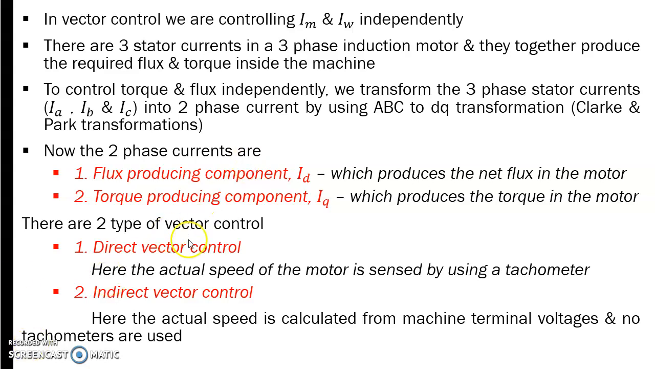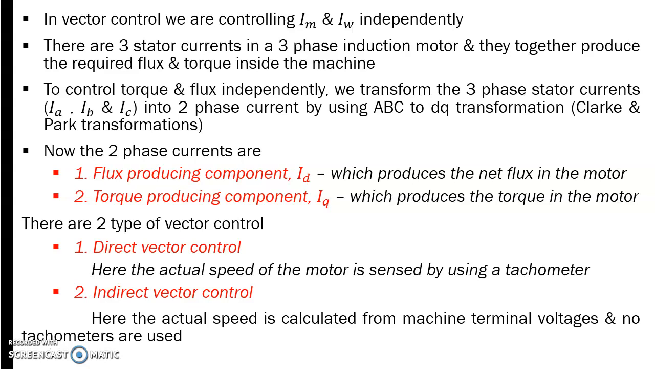There are two types of vector control that I already mentioned, that is direct vector control and indirect vector control. In direct vector control, the actual speed of the motor is sensed by a tachometer. In indirect vector control, the speed is calculated from sensing the terminal voltage. We are not using any tachometer. Instead, the terminal voltage and speed of the motor are related, so using a transducer to sense the terminal voltage, we can find out the speed of the motor. That is indirect vector control.